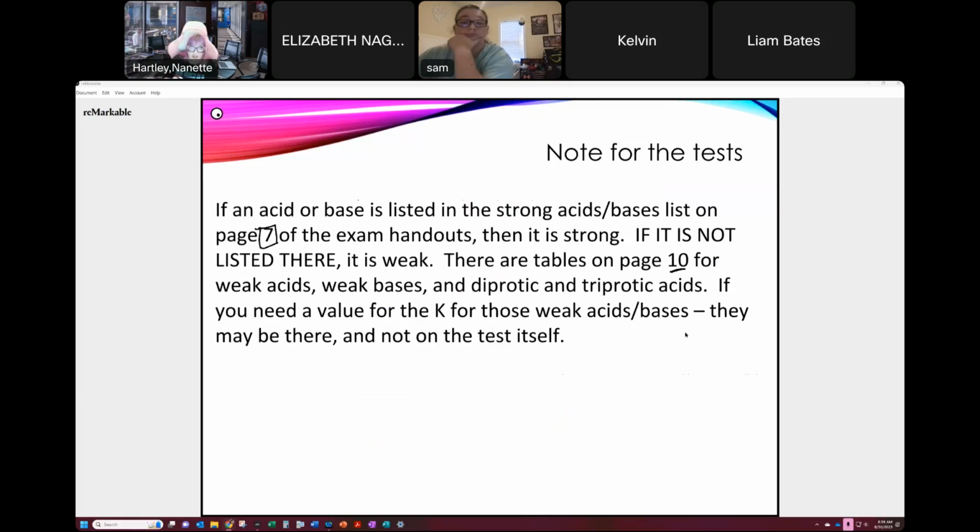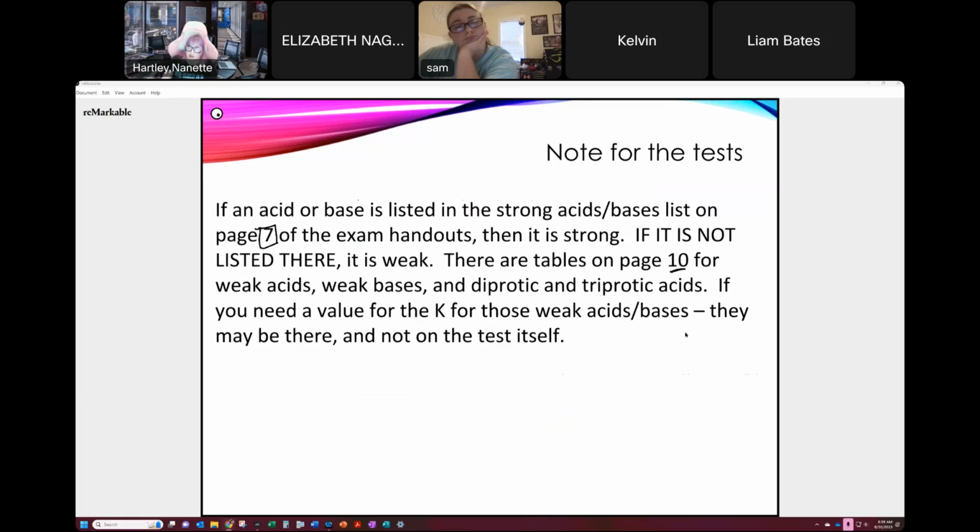And if you need a value for the K for those weak acids/bases, they may be there or they may not. They may be on the test itself. So look in both places. If you're not seeing it and you think you need it, since this is an in-person class, ask me, because it could be a mistake. I try very hard to write my tests with the exam handouts in front of me so that I know exactly what you're going to have. And I will refer to things that are on those exam handouts because of that. But sometimes I screw up and I think, oh, I'll put it in later, and then I forget to do it. So that may be the case.